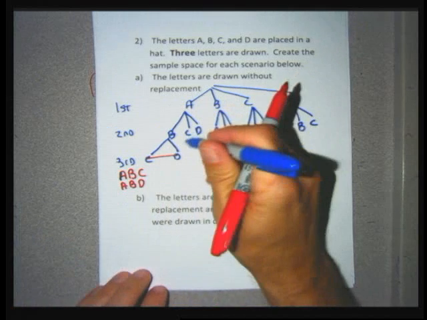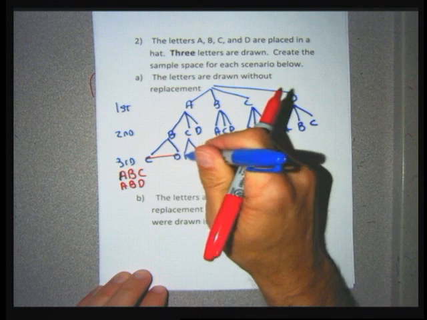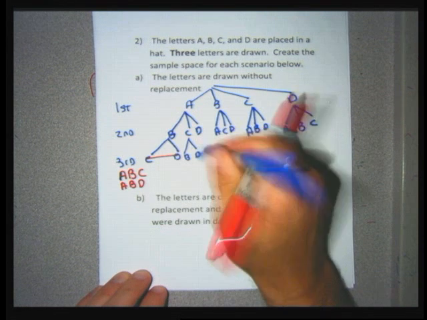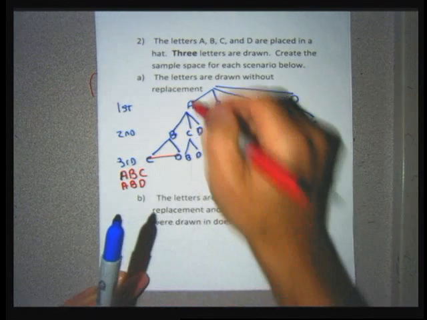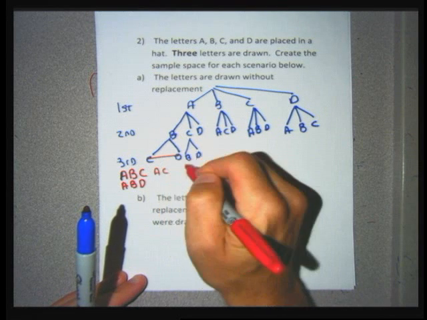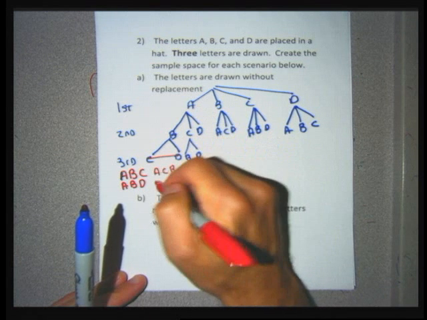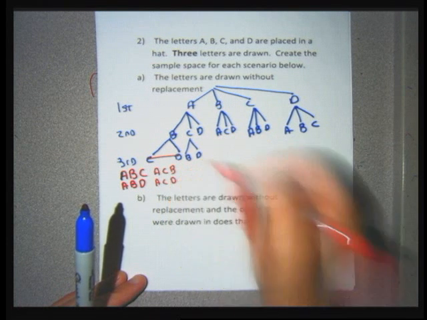I'm going to go down this branch. If I got an A first and a C second, I still could get a B or a D as the letters left. And this would give me an A first, a C second, and a B third, or an A first, a C second, and a D third.